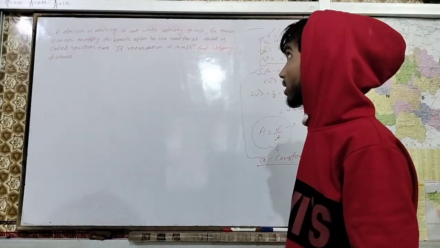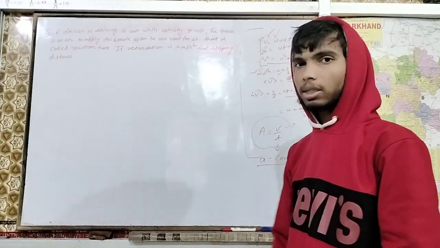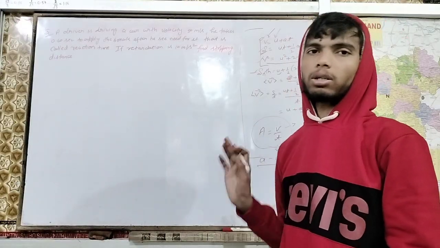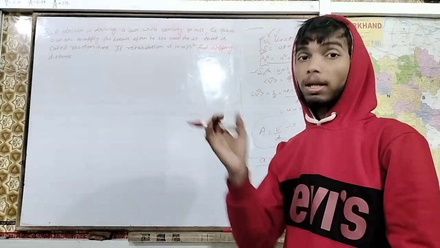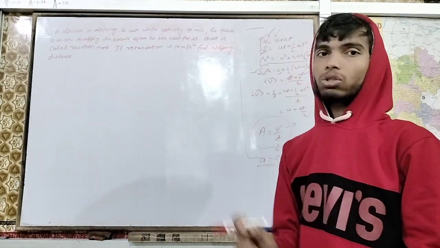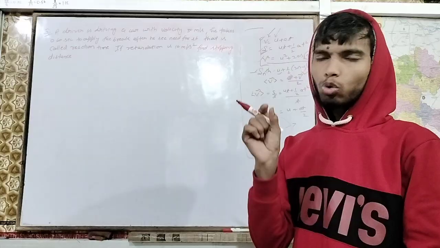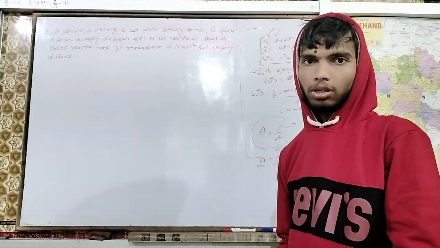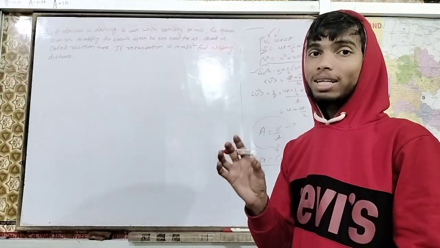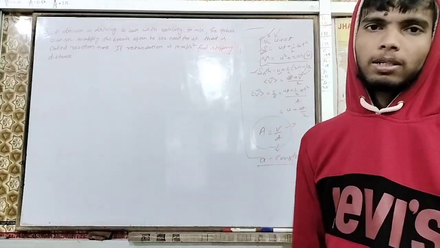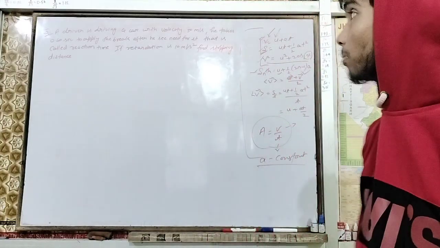So a driver is driving a car with a velocity of 50 meter per second. Till here we are crystal clear. When he starts braking, he takes 0.6 seconds just to apply the brake. How much time? 0.6 second. And this much time was taken just to apply the brake by the driver.